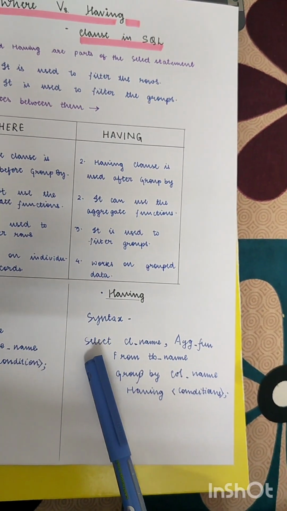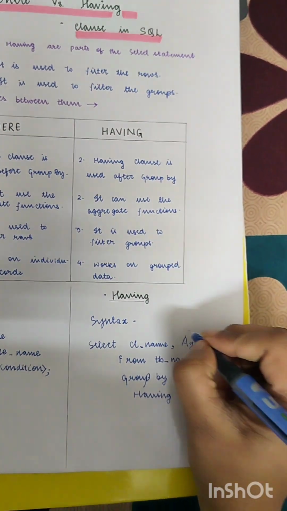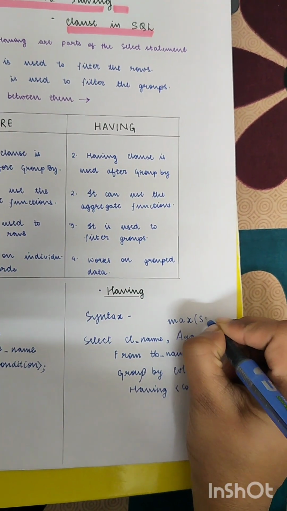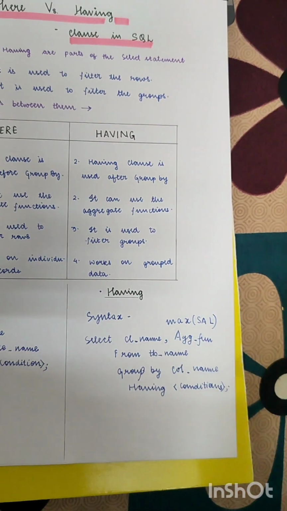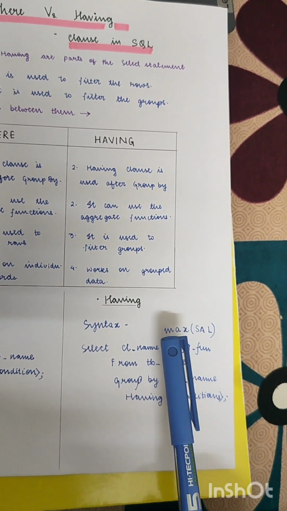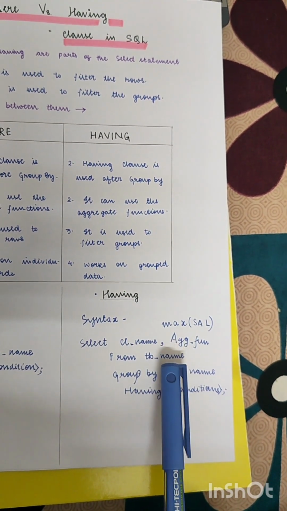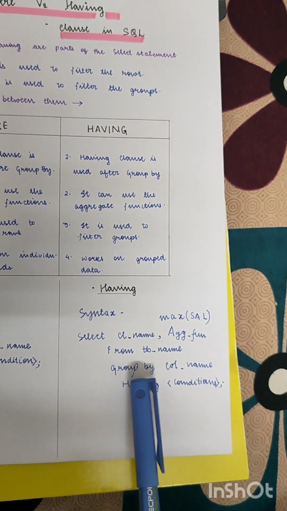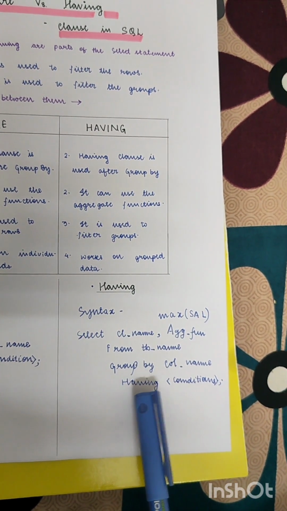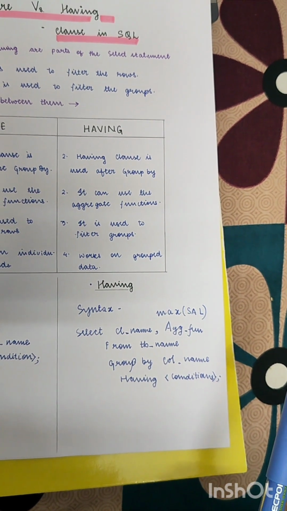So SELECT column name, aggregate function. Aggregate functions like max of sal, where sal is the column name present in the table. So it will give you the maximum salary. Now it will go to find the table name. After that, it will group by the column name which you have provided here. Also, the HAVING condition is what you want to filter.